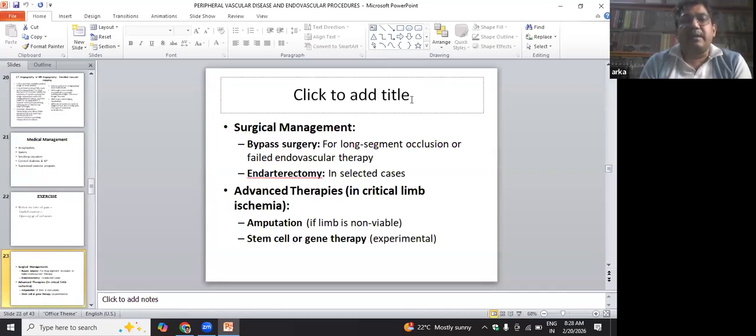Surgical management is mainly bypass surgery for long segment occlusion or failed endovascular therapy. I'm coming later to endovascular therapy and endarterectomy in selected cases, and advanced therapies in critical limb ischemia like amputation if the limb is not viable, and stem cell or gene therapy, which is still in the experimental era.